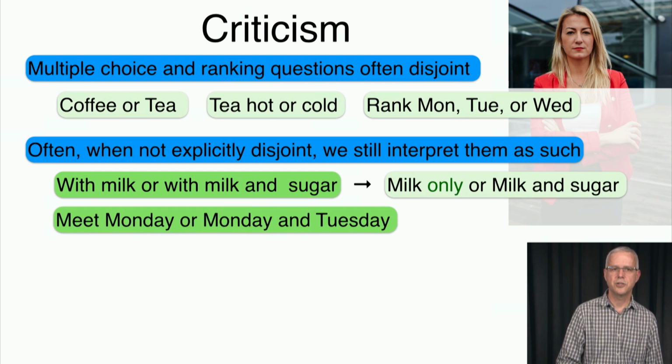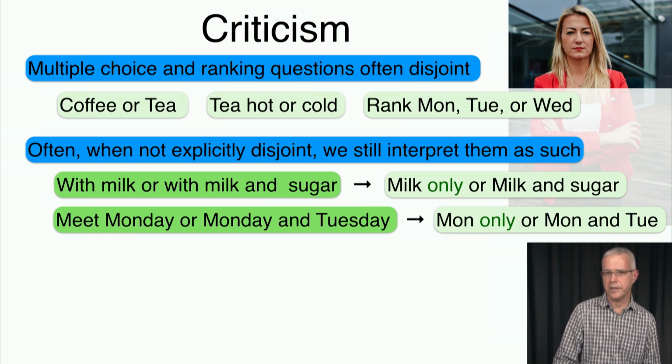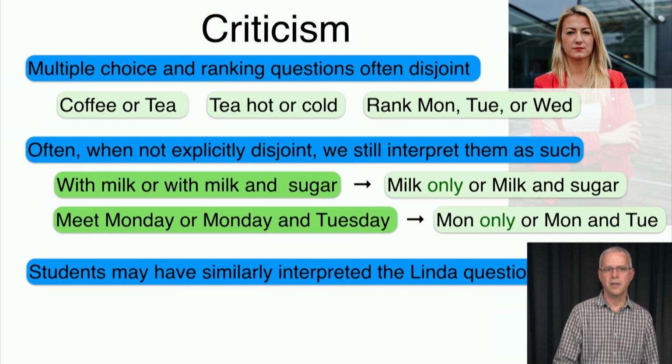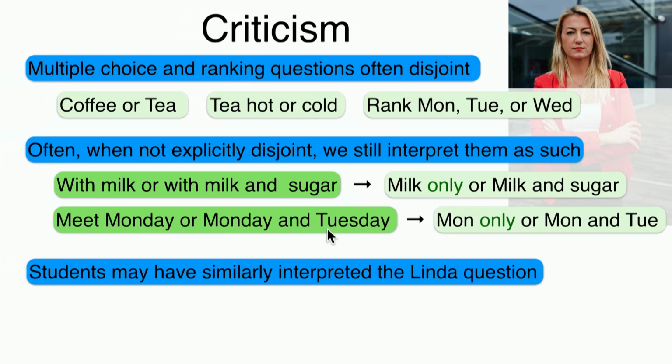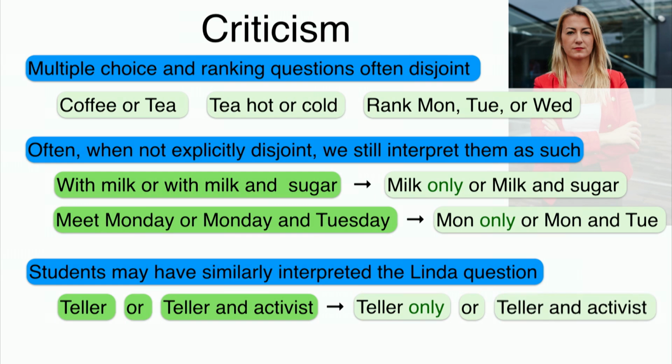And if they ask you, do you want to meet Monday or Monday and Tuesday, then most people interpret that to mean, do you want to meet Monday only or Monday and Tuesday? Okay, so if you do that, then it could be that the students had a similar interpretation for the Linda question. So when they were asked if Linda is a teller or a teller and an activist, it's quite possible that they interpreted it as: is Linda teller only, namely teller and not activist, or teller and activist?